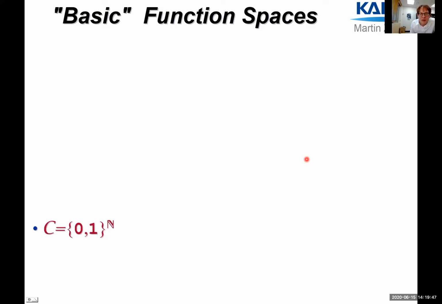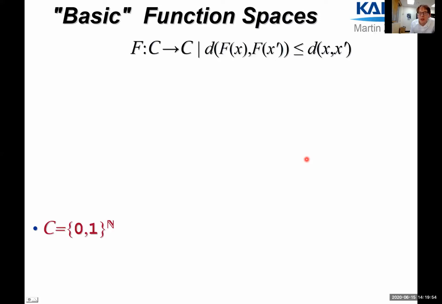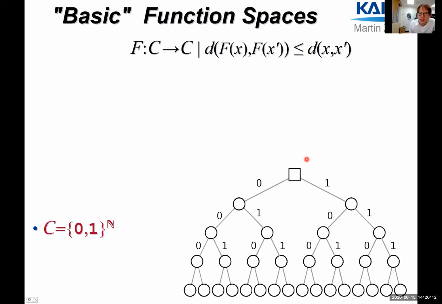So let's recall the Cantor space of infinite binary sequences, and let's consider a total function from Cantor space to Cantor space, which is 1-Lipschitz. So the distance of the values should be at most the distance of the arguments, both elements of Cantor space, equipped with this aforementioned metric. And one way of looking at such a function is to regard it as an infinite complete binary tree whose nodes are labeled with bits.